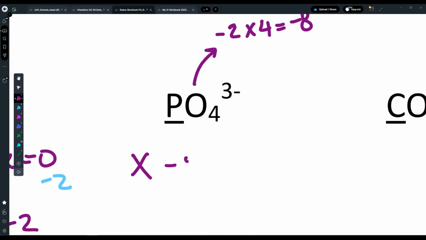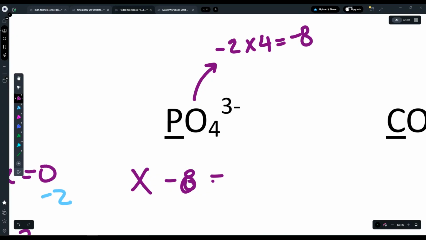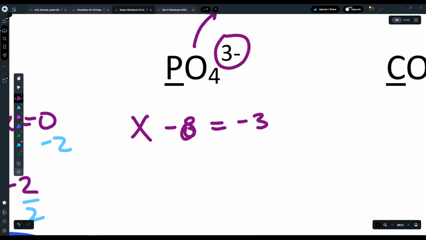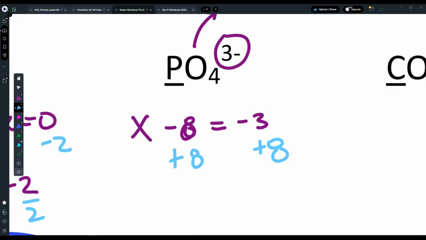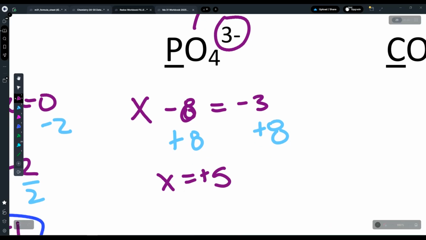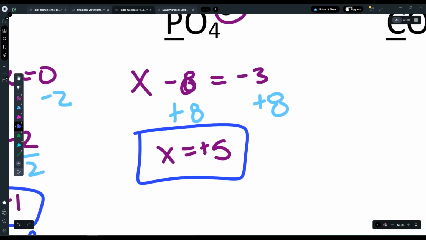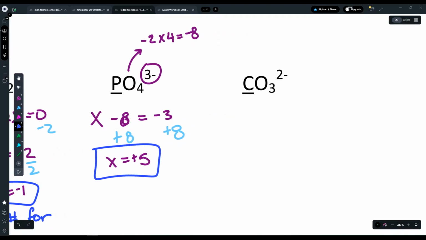Okay, so -8, this -8 is from the oxygen, and we're going to set it equal to the charge, so that's -3. So +8, so X is equal to +5, so that's the oxidation state of phosphorus in phosphate.